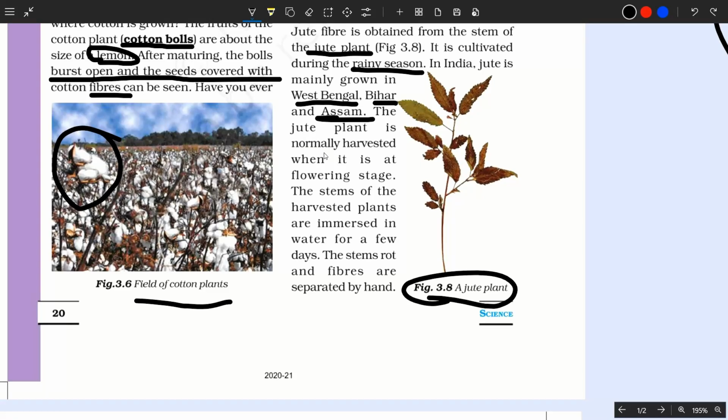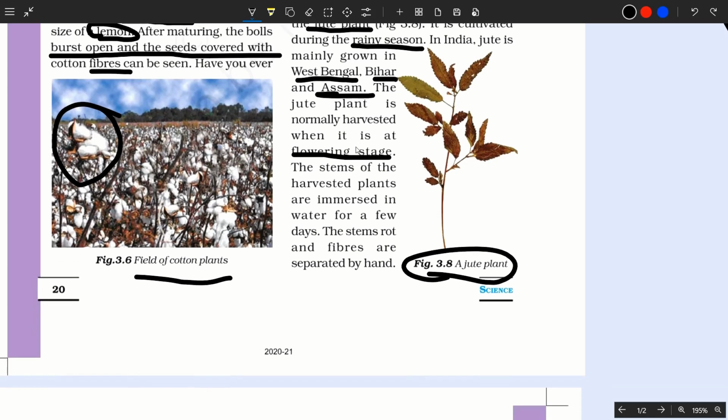The jute plant is normally harvested when it is at the flowering stage. When is the jute plant normally harvested? When it comes to the flowering stage, the jute plants are harvested.